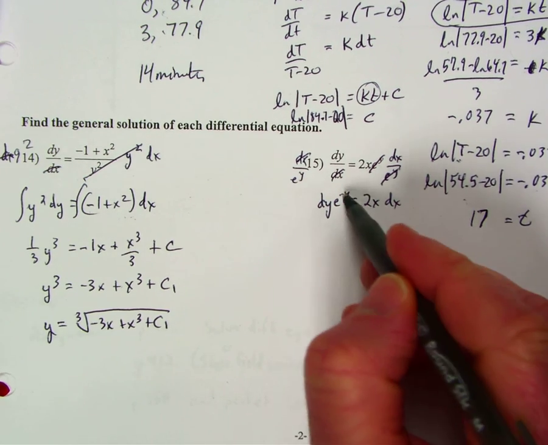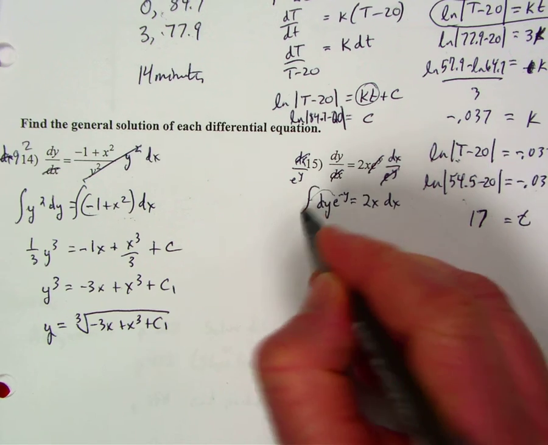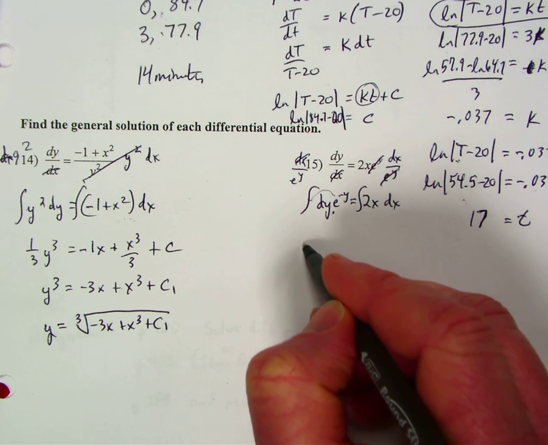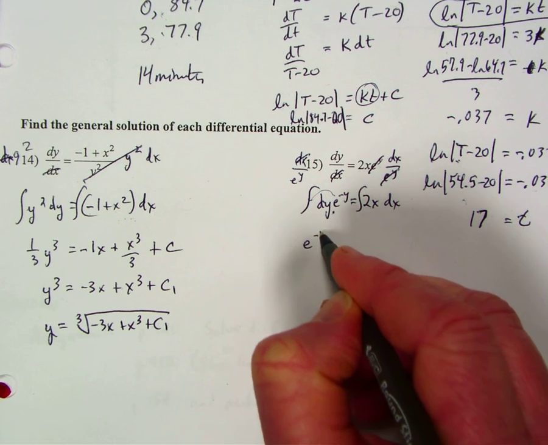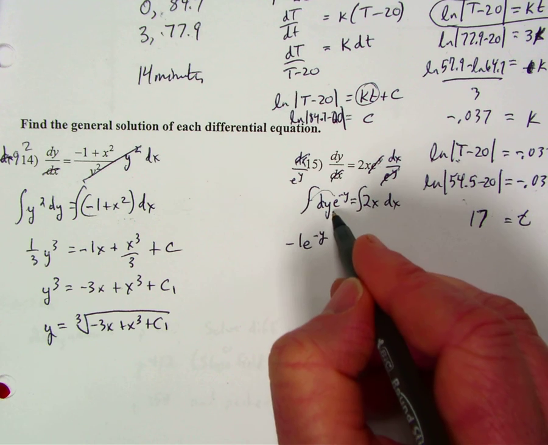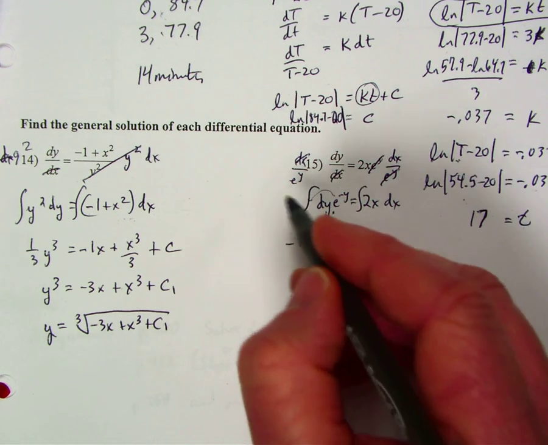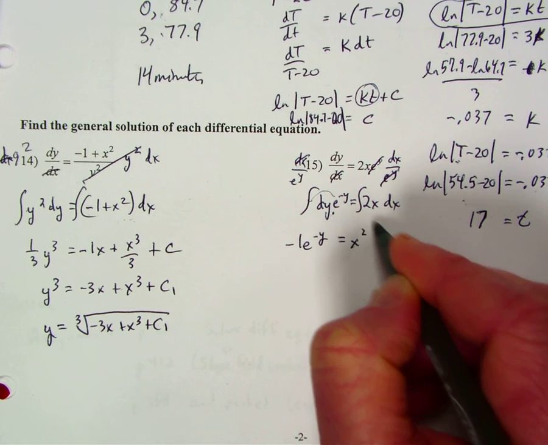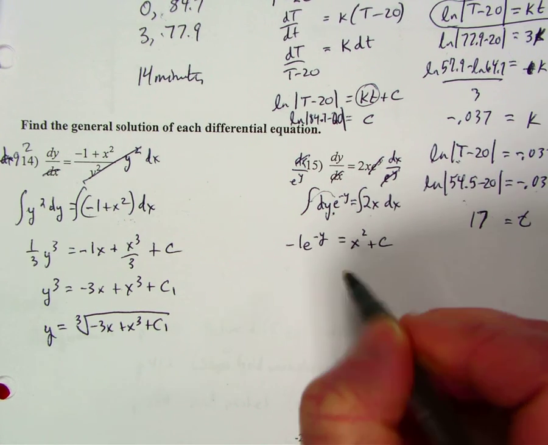And I guess I should put the e to the y out front here, but you're going to integrate. The integral of e to the -y is e to the -y. I need a -1 out front to make sure that the signs match up. If you do a u substitution, you will let u equal -y and be good to go. This is x squared plus c.